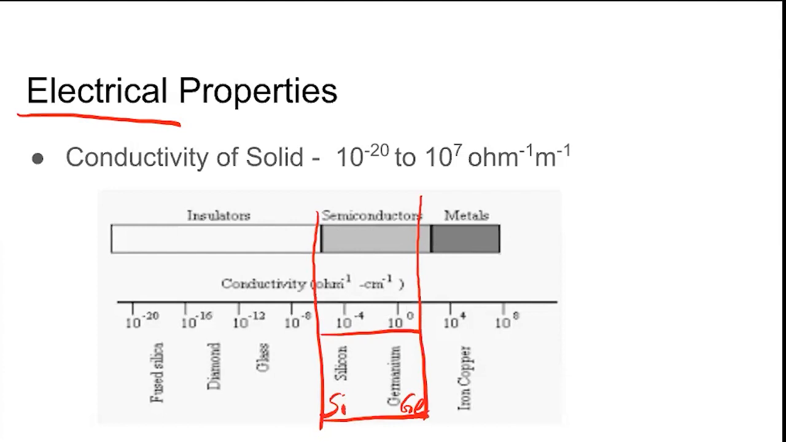What is the conductivity of copper? Anybody remember? Copper is 10 to the power 7. Maybe silver is 10 to the power 8. And the unit of conductivity is what? Ohm inverse meter inverse, per ohm per meter, something like that. Siemens per meter.